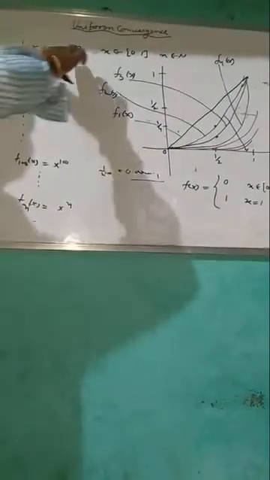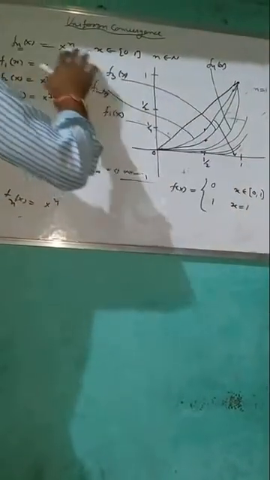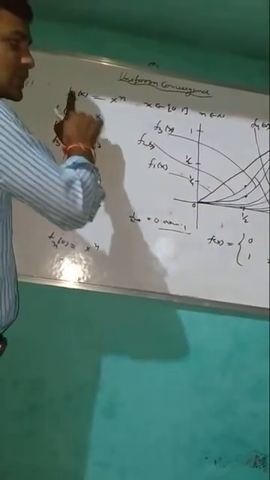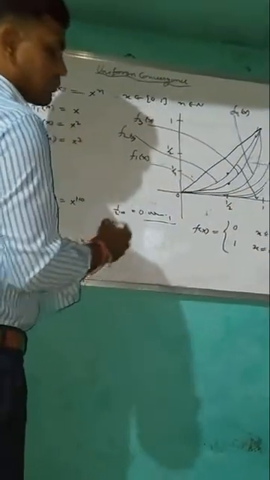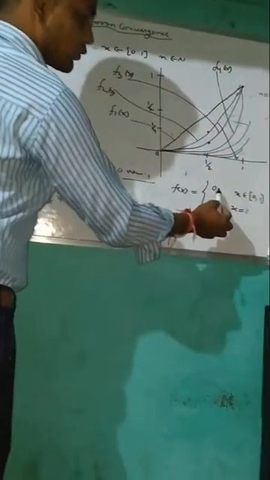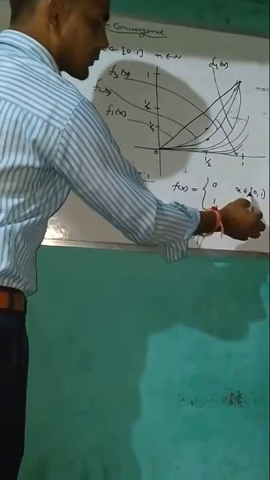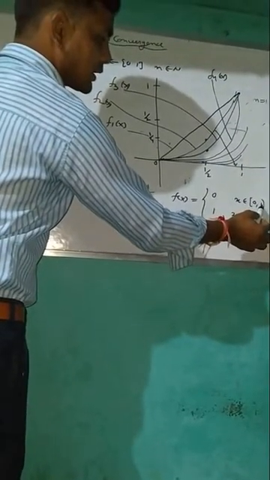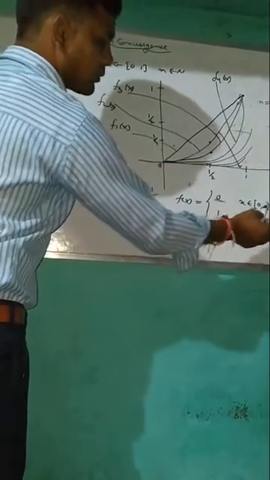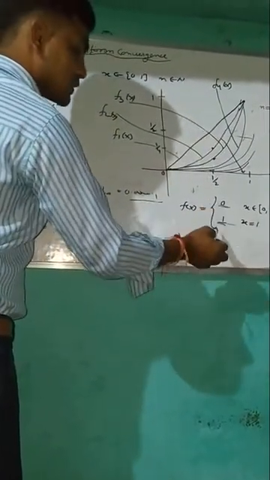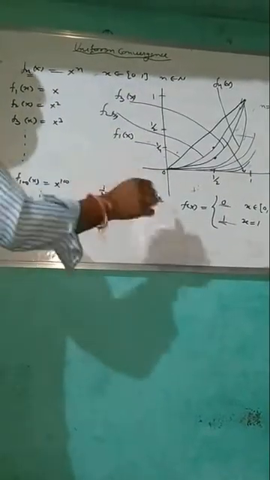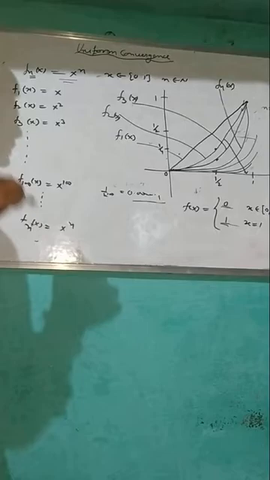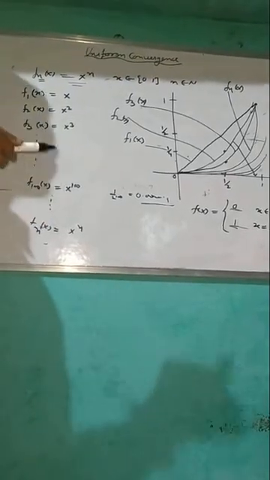The limiting function is discontinuous. Every function f_n(x), because f_n(x) is a set of functions, is continuous. All are continuous. But the limiting function is discontinuous, because when we are approaching 1, in the neighborhood of 1 the limiting function is 0, but at 1 the limiting function is 1. This is discontinuous. If the limiting function of this function is discontinuous, then this is not a uniformly continuous function.